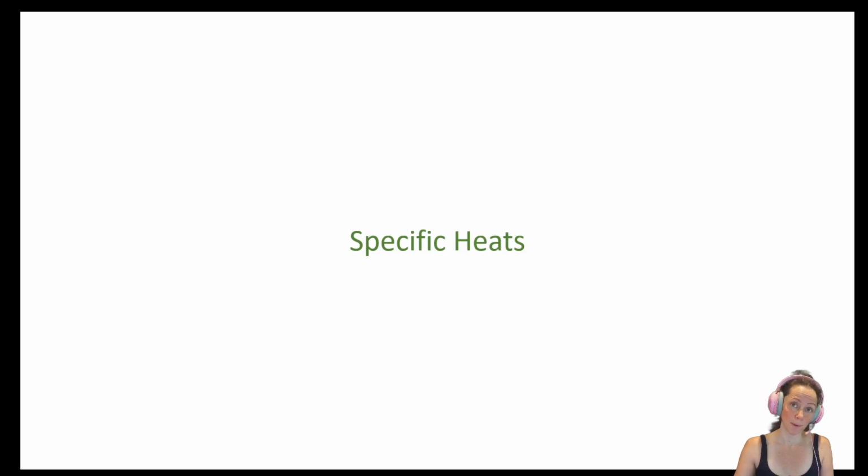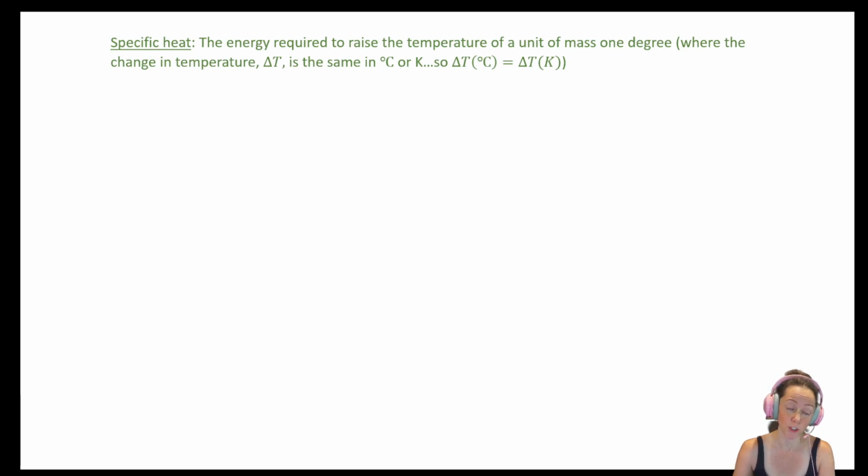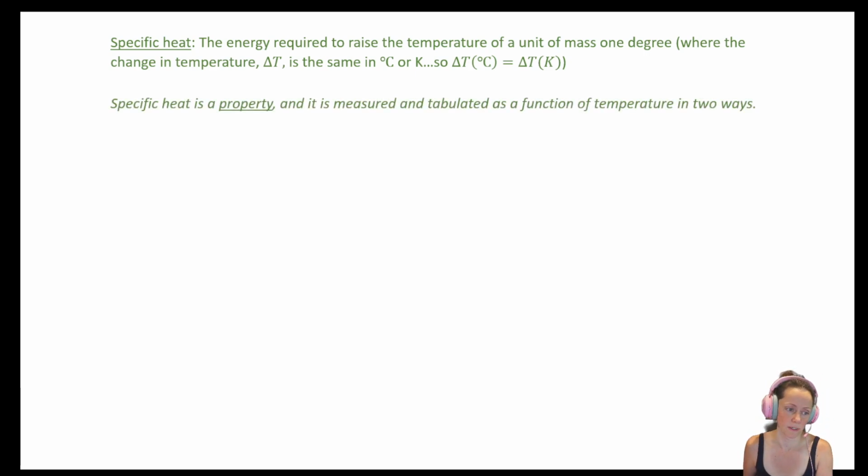All right, so we're going to start talking about specific heat. Specific heat is the amount of energy that is required to raise the temperature of a unit of mass 1 degree. And remember, the change in temperature is the same in degrees Celsius or degrees Kelvin. So, a change in temperature of 1 degree Celsius is the same as a change in temperature of 1 Kelvin.